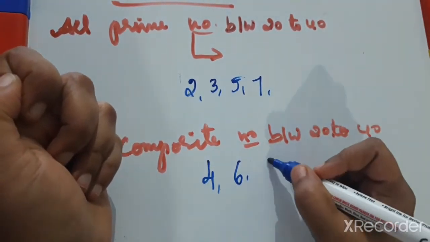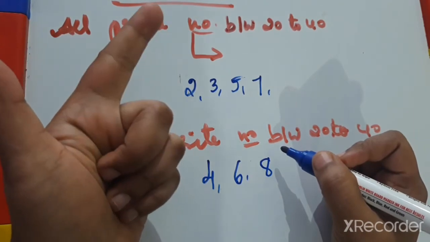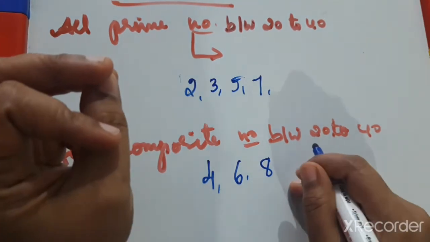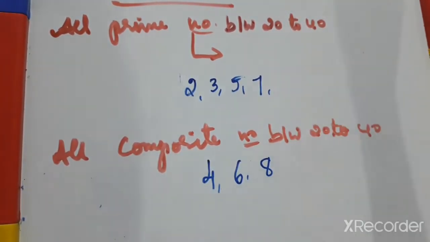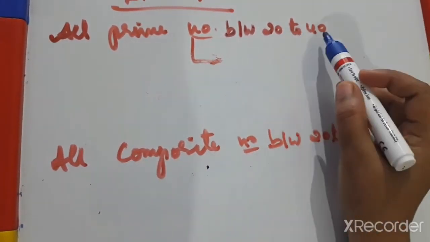Is 8 a prime number? No, so 8 is a composite number because 1 eight is 8, 4 twos are 8, 2 fours are 8, 8 ones are 8. More than two factors are composite numbers, only two factors are prime numbers. Now we have to write the prime numbers between 20 to 40.